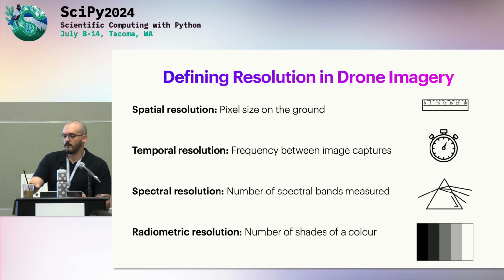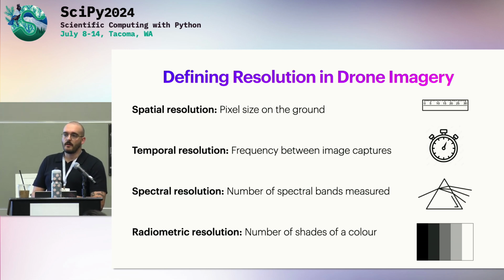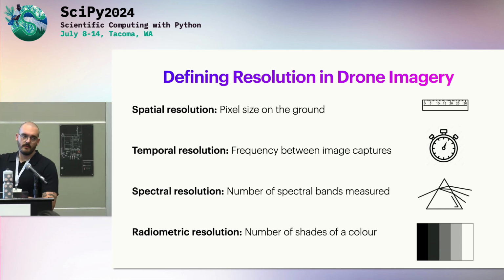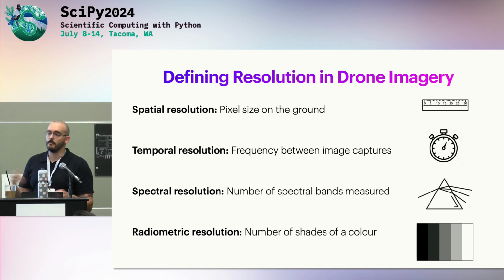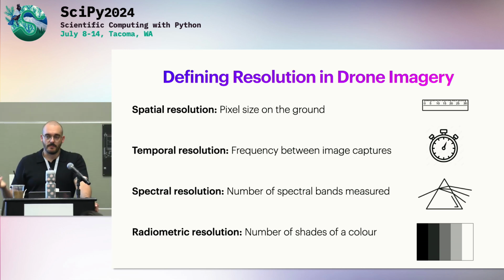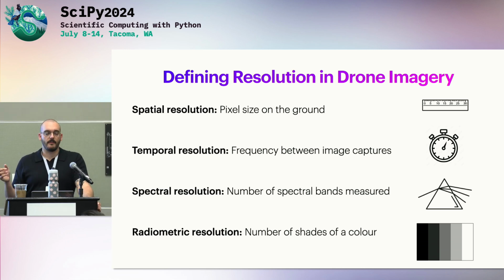And then the last thing is radiometric resolution. This one sounds fancy, but it's nothing too complicated. It's just the number of shades a color has. So if you have an 8-bit image, there are 2 to the 8 shades of that color, right? So if you're in the blue band, for instance, and you have an 8-bit image, there are 255 shades of blue. Yeah, it's actually 2 to the 8 minus 1, because it starts at 0, but it doesn't matter.